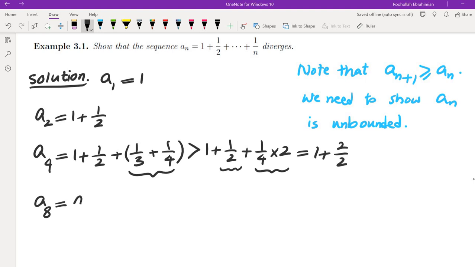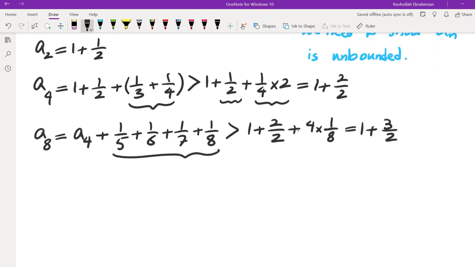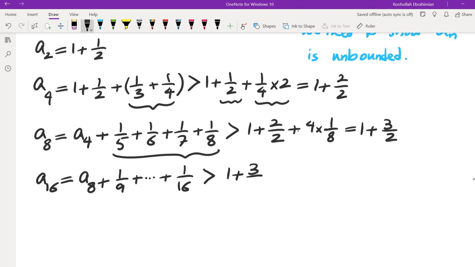a8 would be a4 plus 1/5, 1/6, 1/7, and 1/8, which is more than a4, which is more than 1 plus 2 halves, and plus 4 times 1/8, which is 1 plus 3 halves. And if you do something similar, a16 becomes a8 plus 1/9 all the way to 1 over 16. That's greater than 1 plus 3 halves, that's a8, and then 8 times 1/16, which is 1 plus 4 halves. So you kind of see the idea.